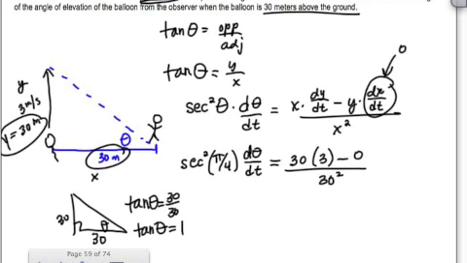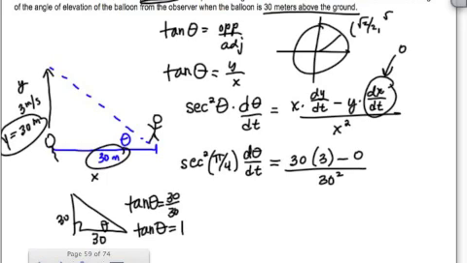Okay, secant of pi over 4. What's secant of pi over 4? Do I need to draw it? 1 over cosine of pi over 4. And cosine of pi over 4 was root 2 over 2. Yeah, I see the wheel spinning. 2 over root 2, which is just root 2. See how that becomes 2? It's root 2.